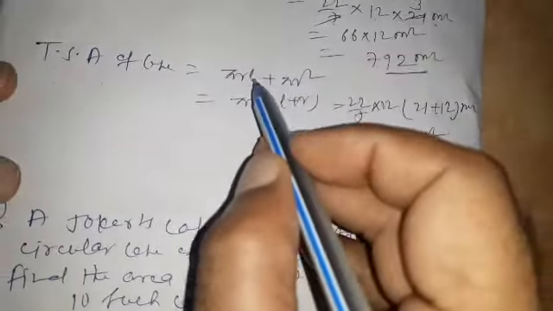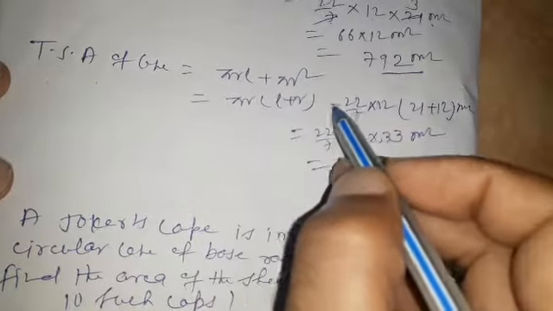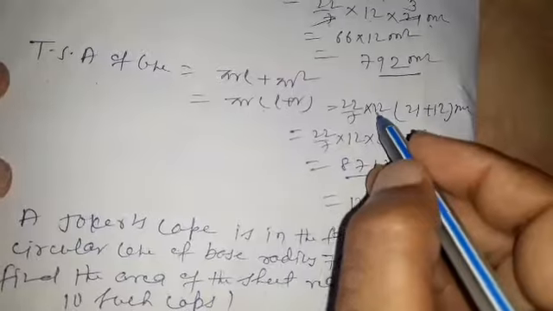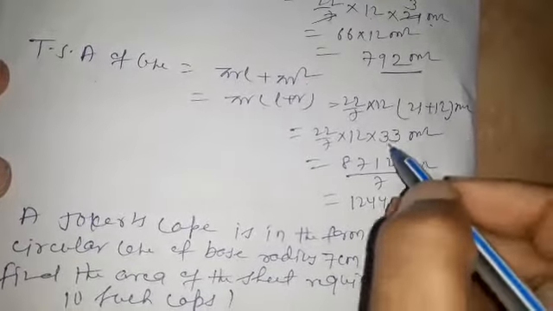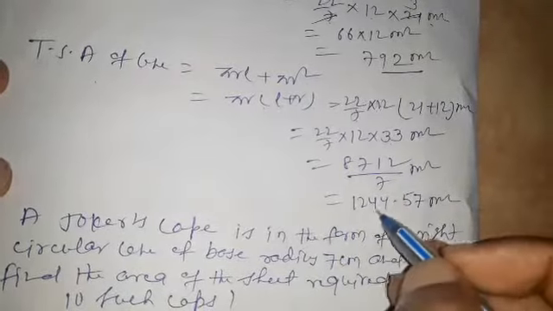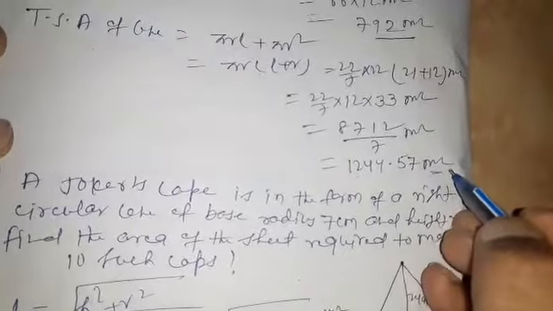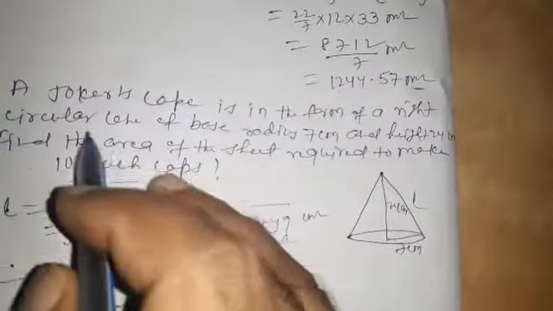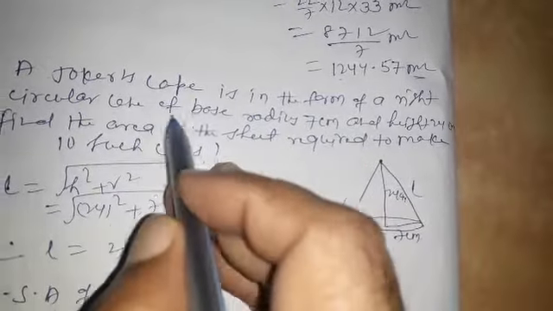TSA of the cone is pi r l plus pi r square, so pi r (l plus r), which is 22 by 7 into the radius, and the slant height 21 plus radius 12, so their sum is 33. After calculation we will get 1244.57 meter square.